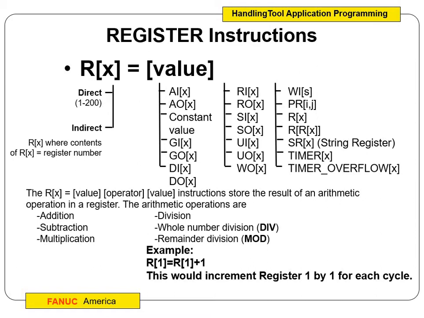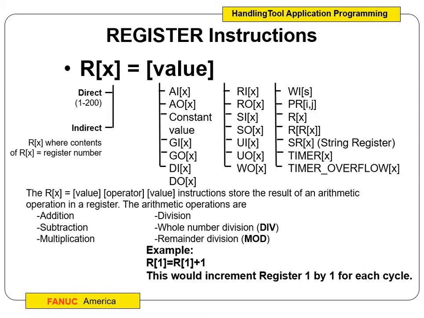Now we can use different values here. We can use AI, AO, so analog in, analog out. We can use a constant value. Okay, we can do GI, which is general input, and GO, which is general output. We can use DI, digital input, and DO, digital output, so on and so forth.